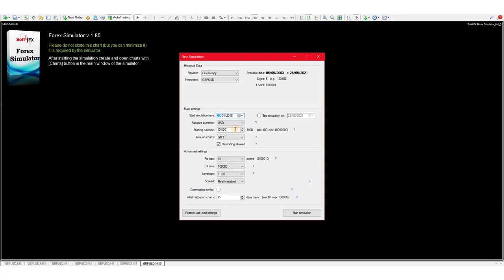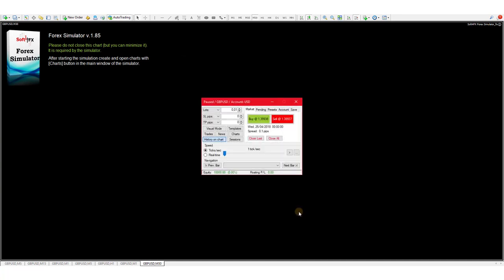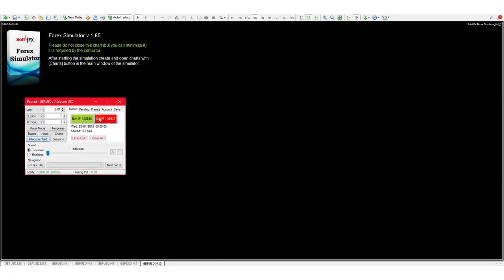Starting balance, it doesn't matter. Pip size, leverage, nothing matters. I just want to choose the fixed loss size as fixed spread is just 1 point. I don't want to backtest with spread here, like 30 candles, and start the simulation. So this is the beginning.